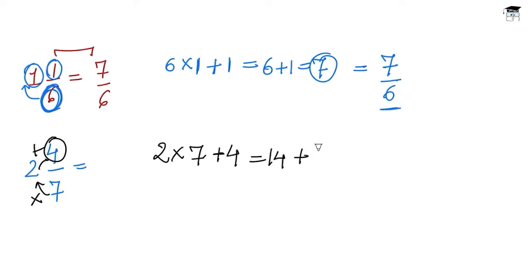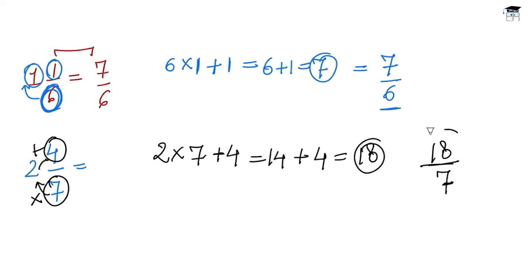14 plus 4, it's going to be 18, and the denominator will remain the same. The denominator will be the same, that is 7. So the improper fraction is 18 by 7. So that is so easy. You just have to follow 2 steps and you have converted the mixed fraction into an improper fraction.